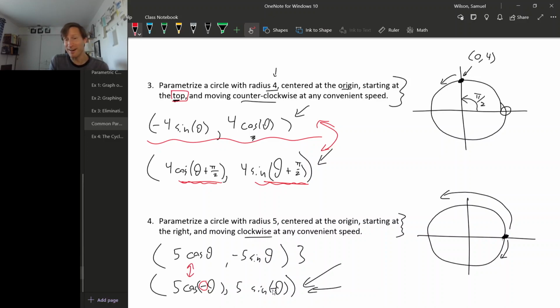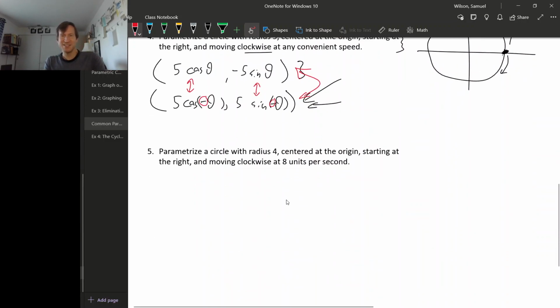And sine is odd, so having a minus sign inside of your sine function is like having a minus sign outside of your sine function. So these two are the same as well. So these two ways of writing down a parameterization are actually exactly the same, just different ways of thinking about it.